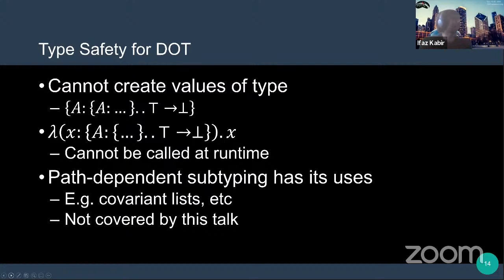But path-dependent subtyping has its uses. I'm not going to get into it in this talk, but the wild subtyping rule, although it's crazy, does have its uses.